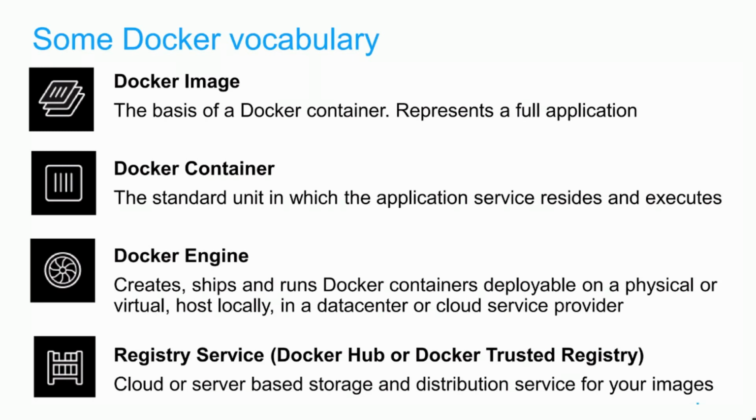Some Docker vocabulary. To learn Docker, you should know certain vocabulary terms. First one is Docker image. It is the basis of a Docker container and represents the full application. To run a container, we require a Docker image. And that Docker image includes the operating system plus dependencies plus the plugins which are needed to run that particular container. Second one is Docker container, the standard unit in which the application service resides and executes.